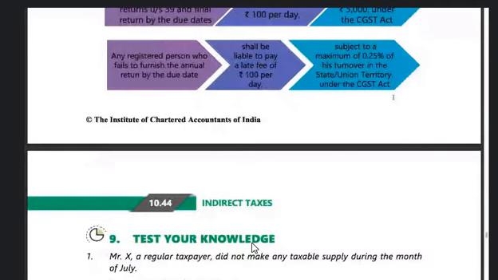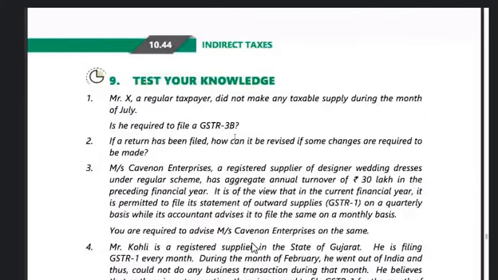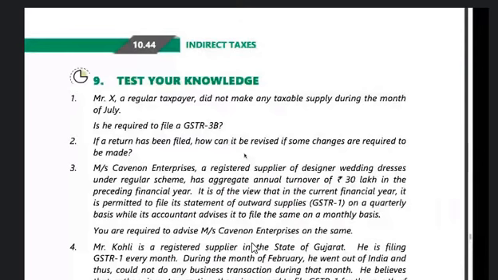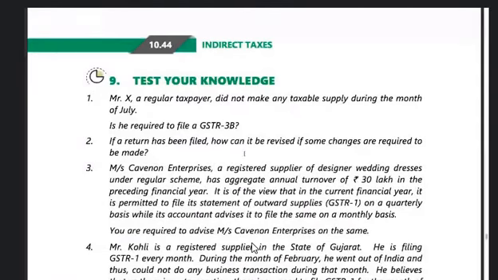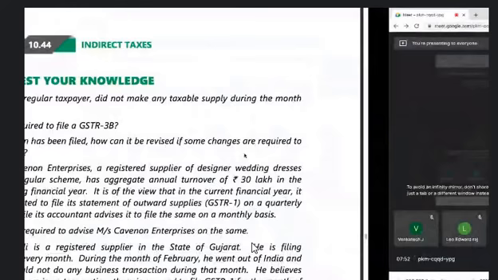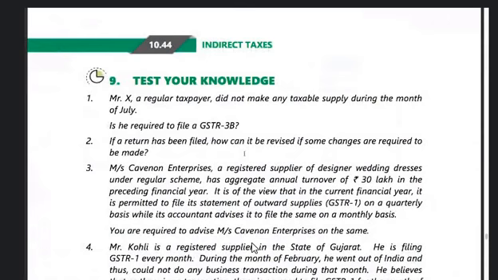Mr. X, a regular taxpayer, did not make any taxable supply during the month of July. Is he required to file GSTR 3B or not? Yes, he has to file a nil return.